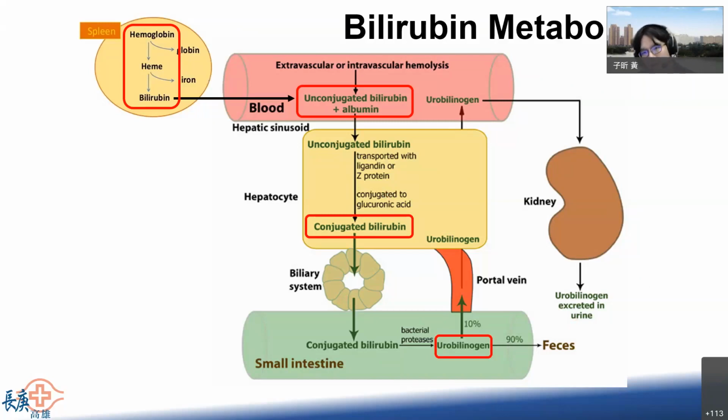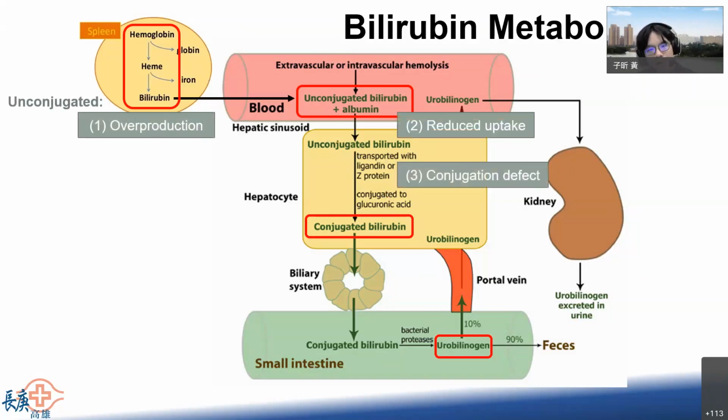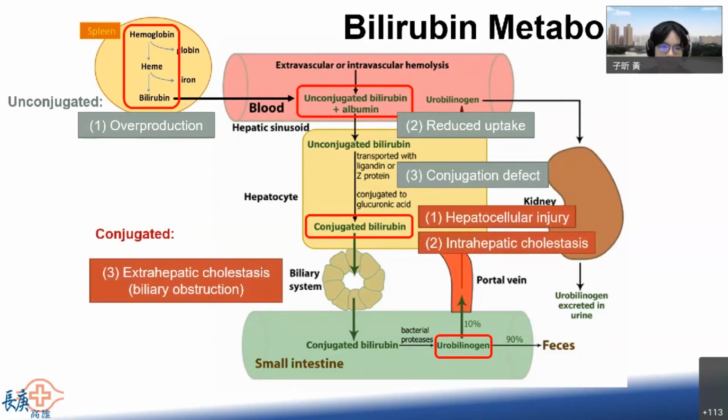So in our patient, the patient has unconjugated hyperbilirubinemia. And on the contrary, there is conjugated hyperbilirubinemia. These are two types of hyperbilirubinemia. The unconjugated type may be related to three reasons. First, there may be overproduction of bilirubin, which may be caused by hemolysis. Second, there may be reduced uptake of unconjugated bilirubin by the hepatocyte. And third, the patient may have a conjugation defect, which leads to too much unconjugated bilirubin.